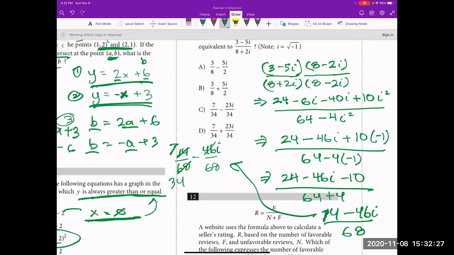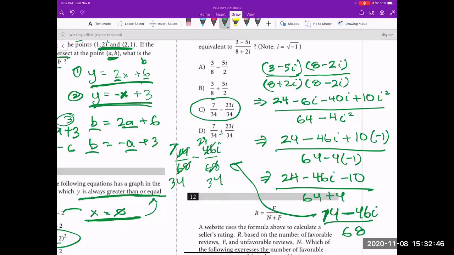Okay. D. You got this one? Okay. Yeah, it's just the conjugate. For this one, you got which one? D. C. C, right? Okay. Yeah, it's just a sign thing.